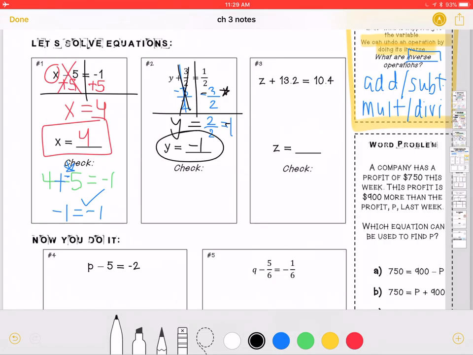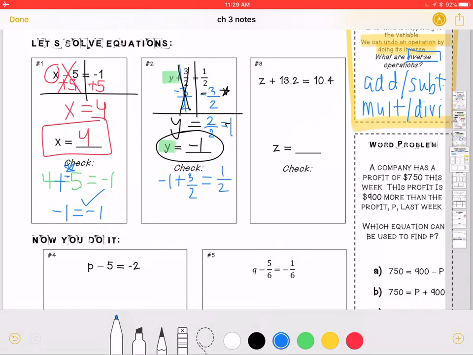Let's check ourselves. In order to check, you plug in what did you get for y? Replace that in your original equation. So I'm going to replace a -1 here and then do this math. I'm trying to decide, is -1 plus 3 over 2, does that equal 1/2? That's what you're basically finding out.